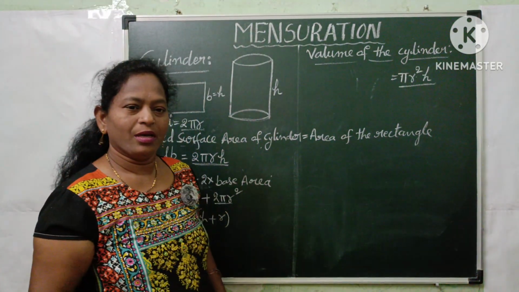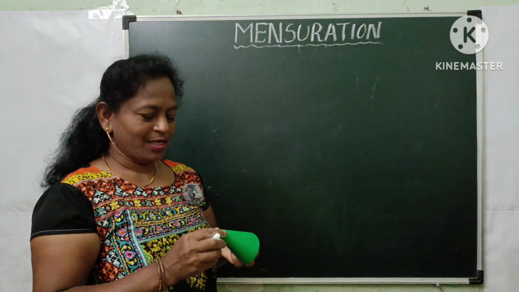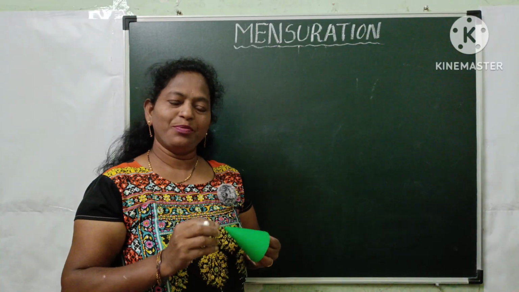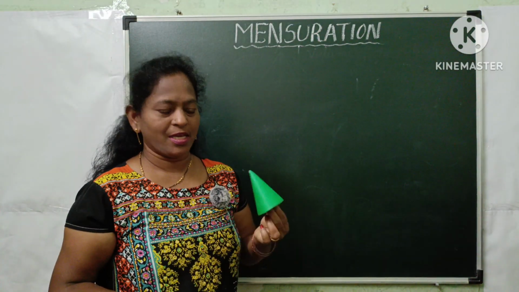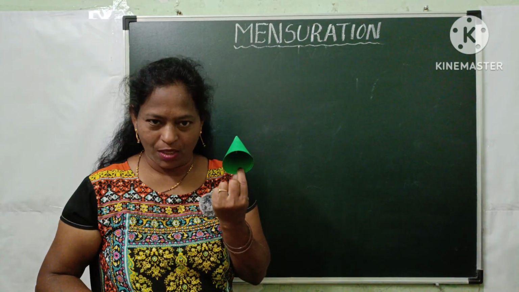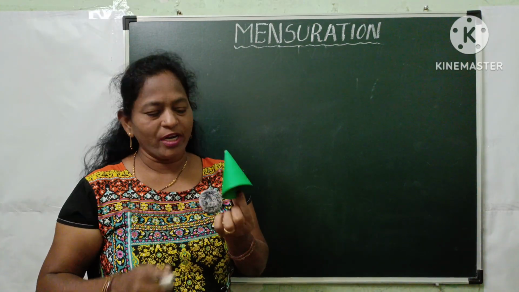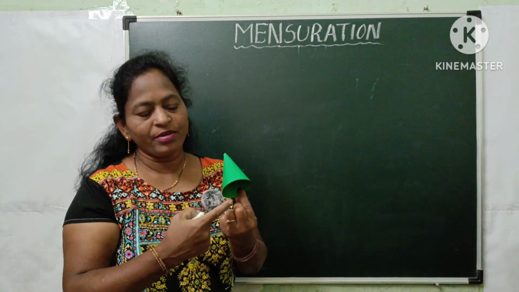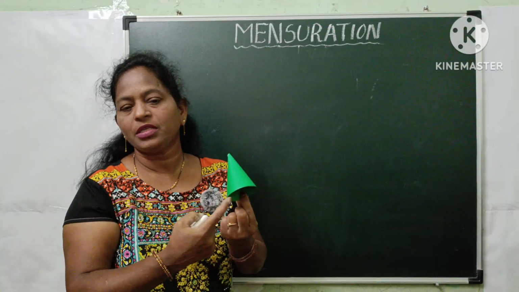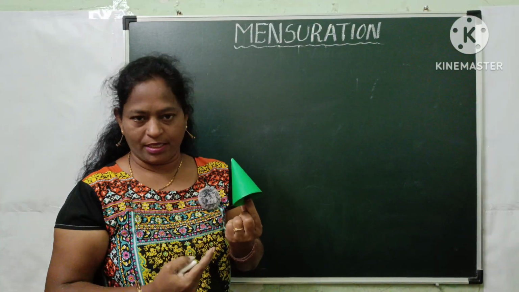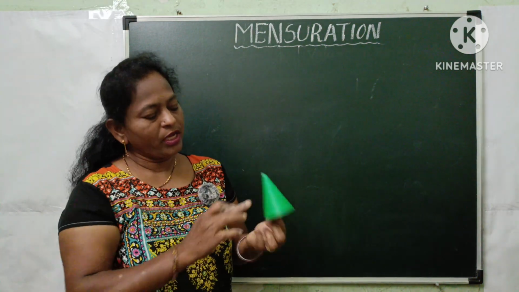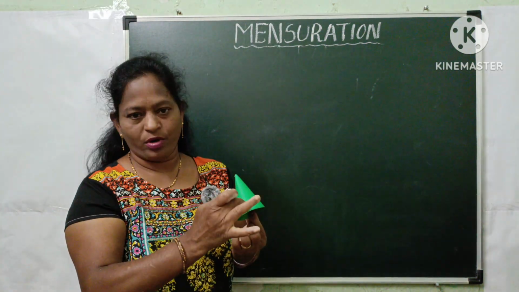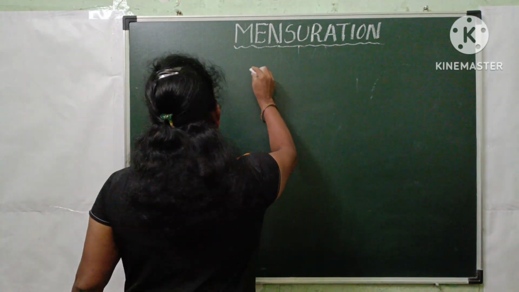Okay. Next is the cone. We see cones in birthday caps and ice cream cones. So this is the cone. It has one circular face and one curved face, two faces, and one vertex. Also, this is the slant height of the cone. Now draw the cone here.